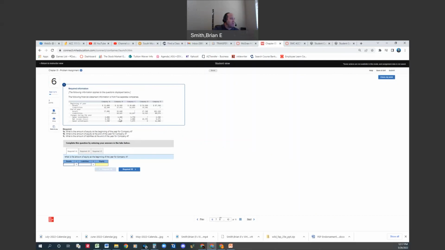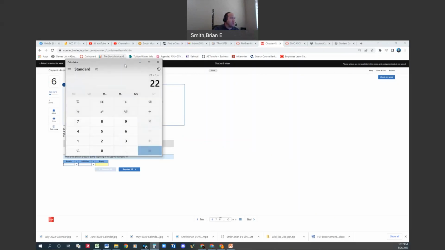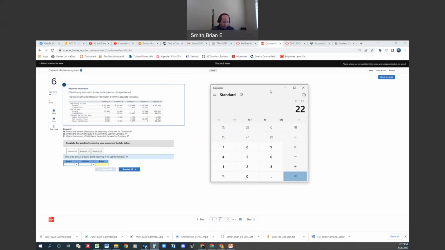So pretty much we're given all this information, and this is basically how well do you understand the accounting equation and how the financial statements work. All right. So when we're at the end of the year here, first of all, what is the amount of equity at the beginning of the year for company A? I'm going to pop up my calculator here just so that we can have that as well.